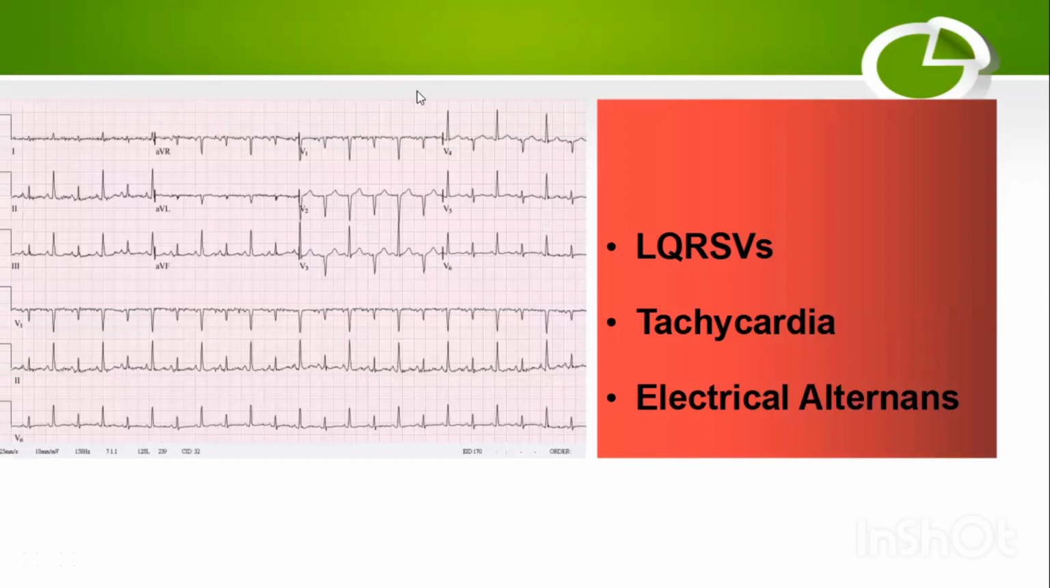Here we can see low voltage in limb leads and in chest leads, with tachycardia at 150 beats per minute, and also electrical alternans. In electrical alternans, the difference between one beat and the next must be at least 1 large square. So this is pericardial tamponade, severe pericardial effusion, and the severity of the pericardial effusion depends on the electrical alternans.